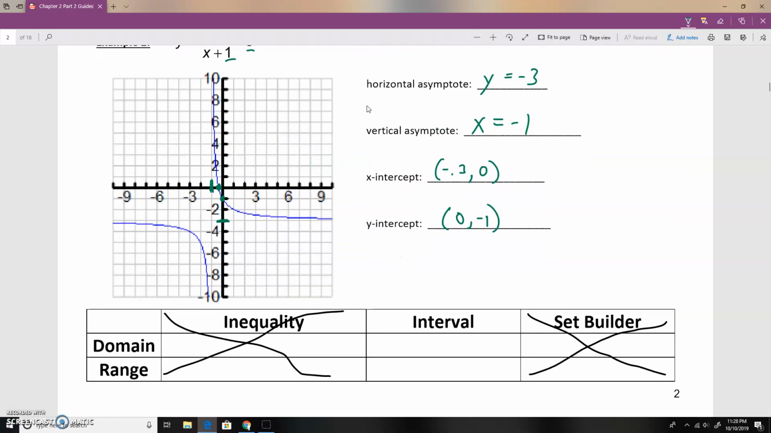Now our interval notation for the domain and range of this: our x values go all the way down to negative infinity. Remember, they're going to jump over that asymptote value, so it's going to go to negative 1, not touch negative 1. Then it's going to pick up again on the other side of negative 1 and go to positive infinity. Our y values are going to go all the way down to negative infinity. It's going to sort of skip over that value of negative 3. And then it's going to continue on to positive infinity.